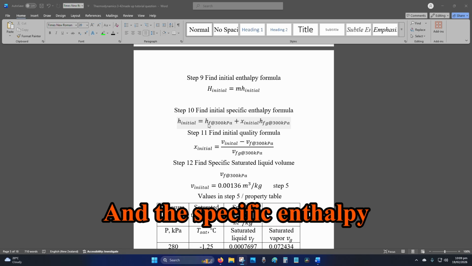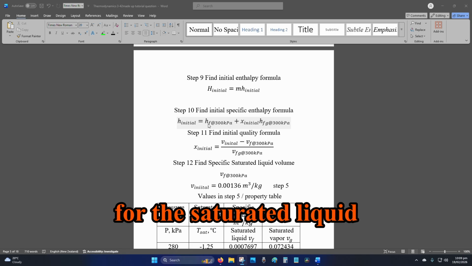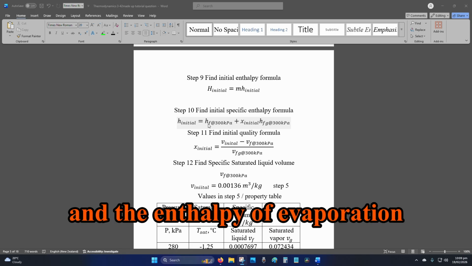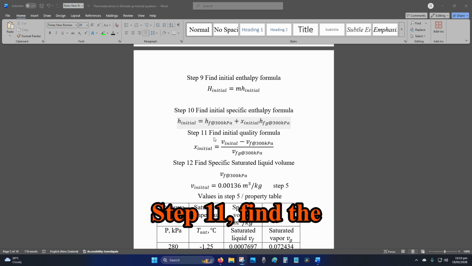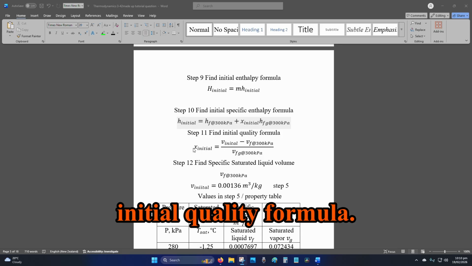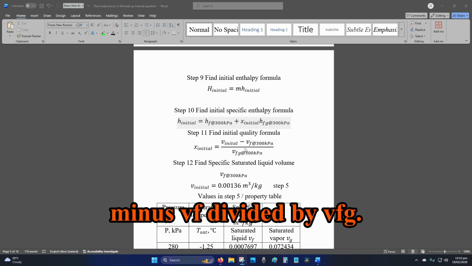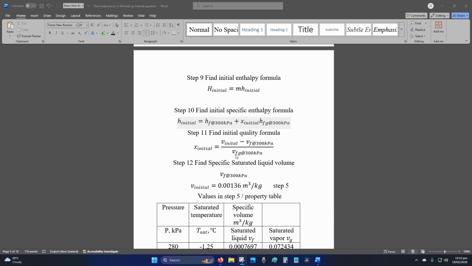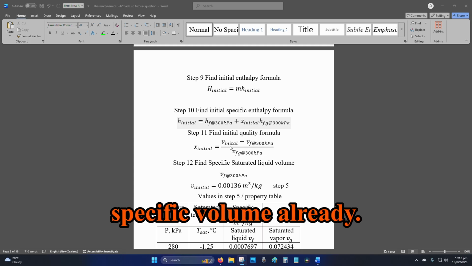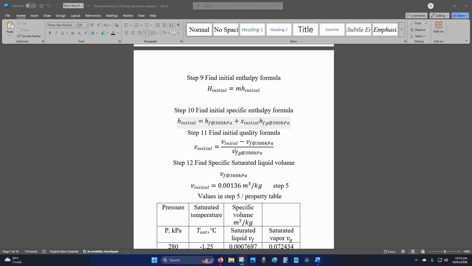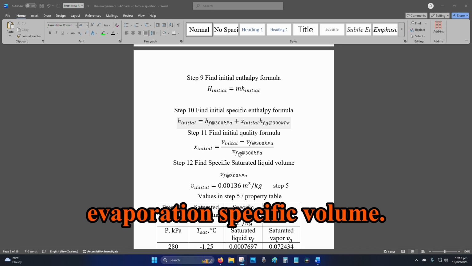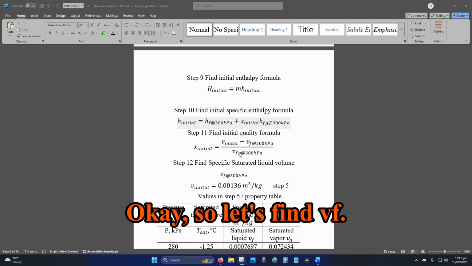The specific enthalpy for the saturated liquid and the enthalpy of evaporation can be found in property tables, so we'll find that after. We'll first find the quality. Step 11, find the initial quality formula. So x is equal to v minus vf divided by vfg. So we found our initial specific volume already. So we need to find the specific volume for saturated liquid, and we need to find the evaporation specific volume.